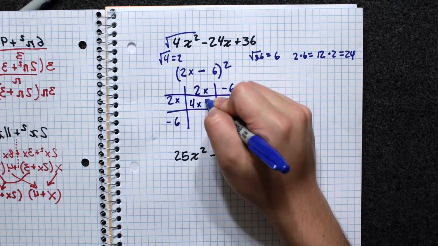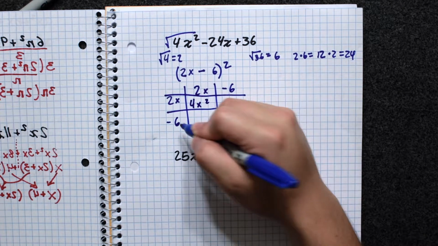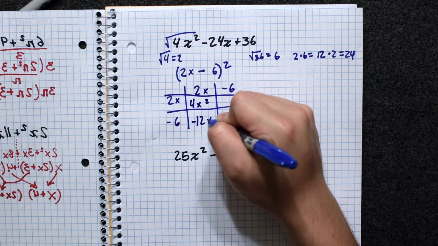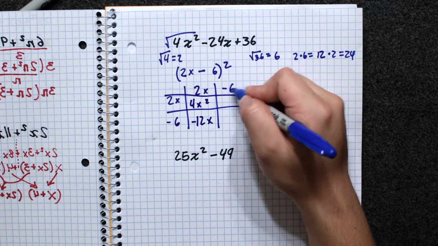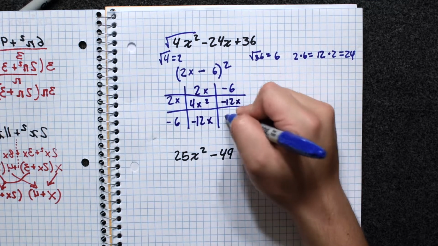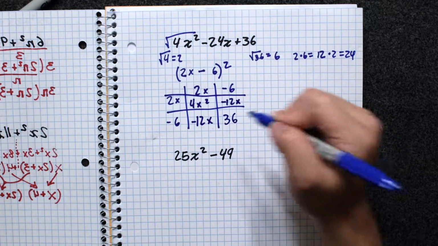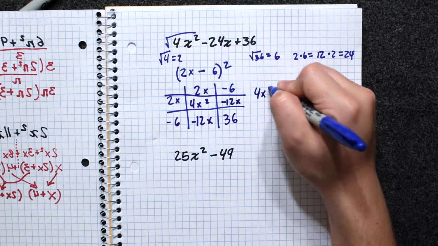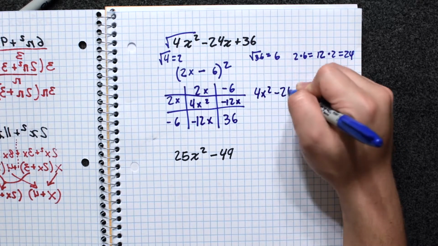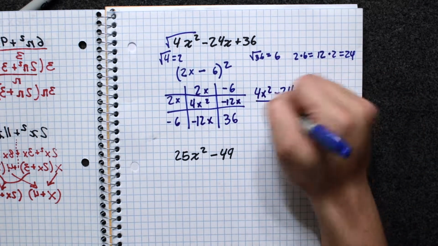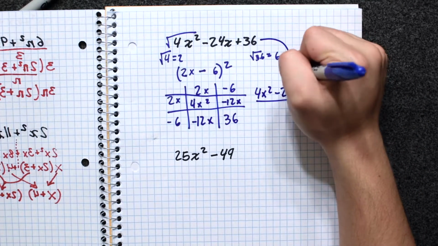So if we take 2x times 2x, what does this give me? This gives me 4x squared. 2x times negative 6 gives me negative 12x. And 2x times negative 6 gives me another negative 12x. And negative 6 times negative 6 gives me 36. So if I combine like terms, what does that give me? 4x squared minus 24x plus 36. You see that? It's the exact same value.